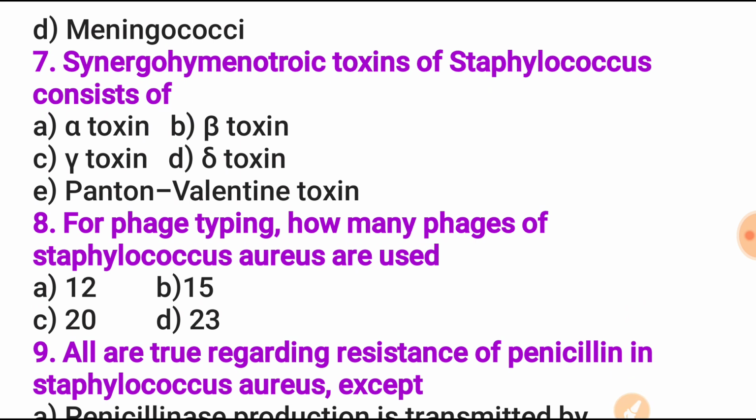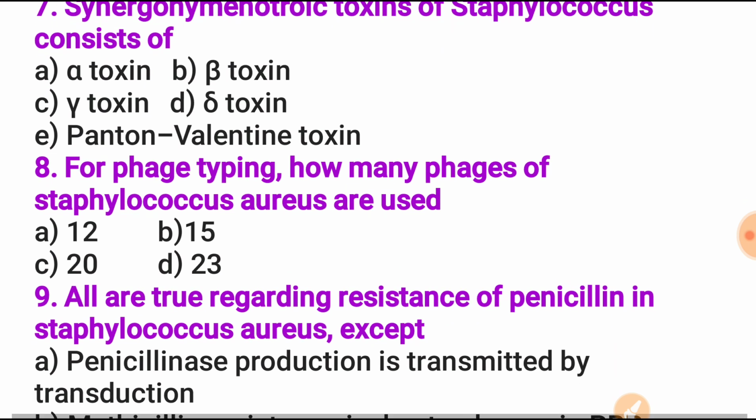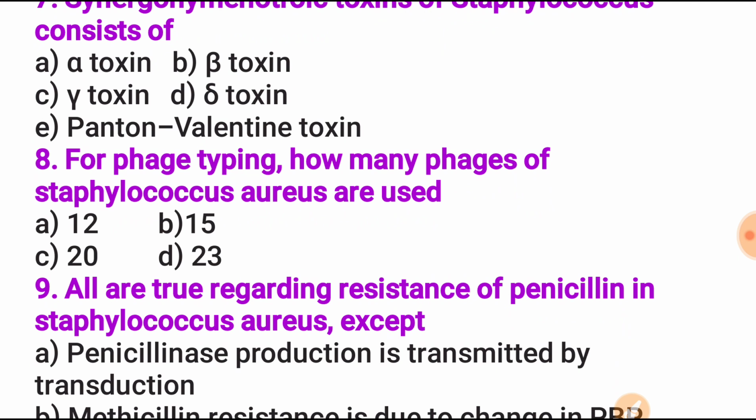Next is, the synergohymenotropic toxin of Staphylococcus consists of, options being alpha toxin, beta toxin, gamma toxin, delta toxin, and Panton-Valentine toxin. The right option is gamma toxin and Panton-Valentine toxin.